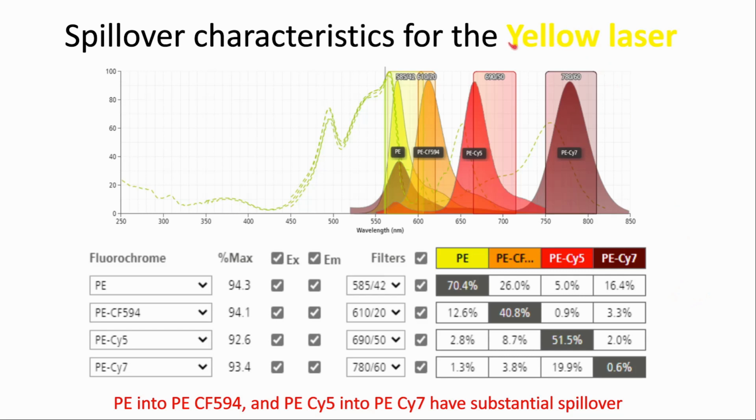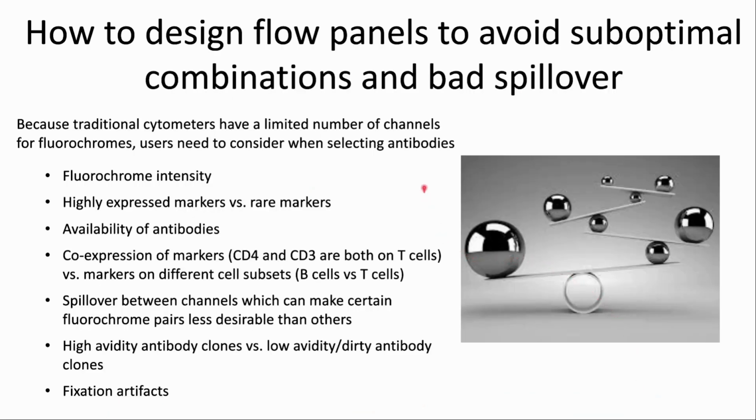For the yellow laser, we can again see spillover characteristics between PE, PE-CF594, and how nearly 20% of the PE-Cy5 signal is read out by PE-Cy7. Because of the limited number of channels we have available on our Cytoflex instruments, users should make several considerations when selecting fluorochrome marker combinations for their panel design.